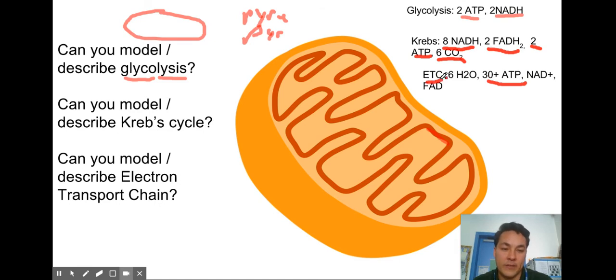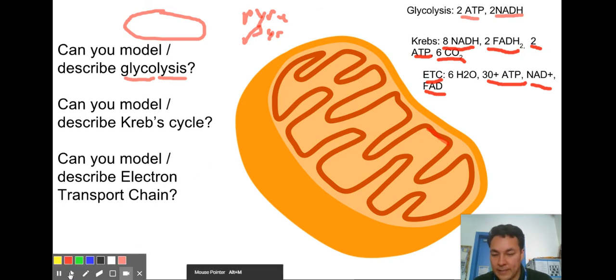So we want to do the electron transport chain. And then look, it sends back the empty taxicabs. These are the full taxicabs, NADH. Here are the empty taxicabs, NAD plus and FAD. When you take chemistry and if you take AP biology, these are the oxidized forms of these, and these are the reduced ones.